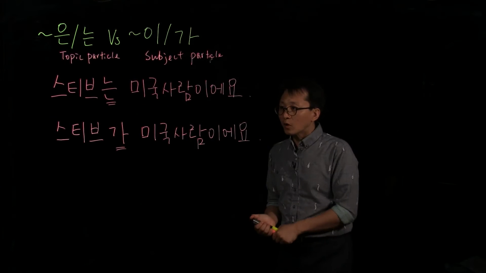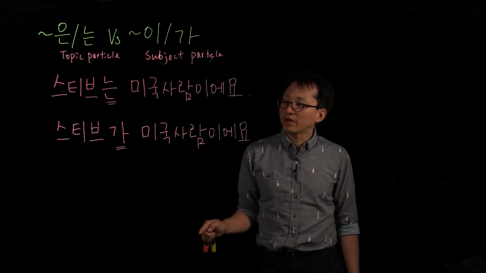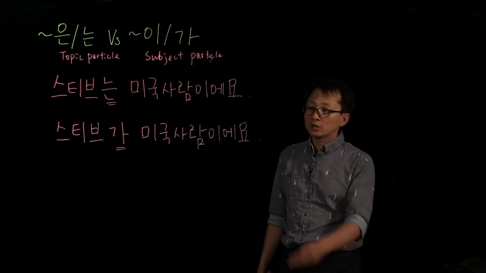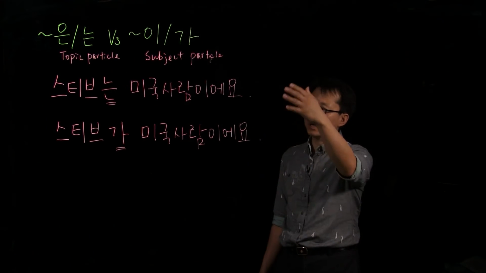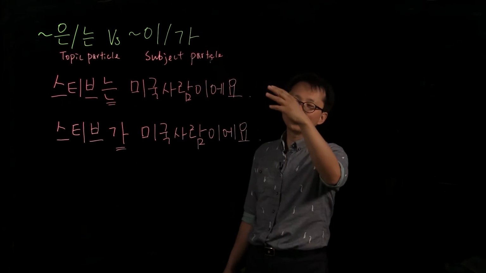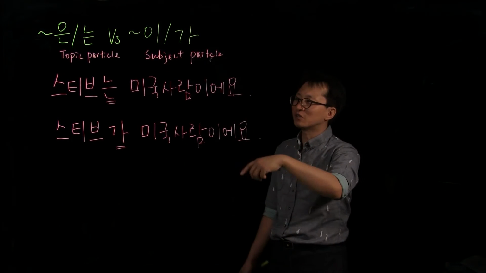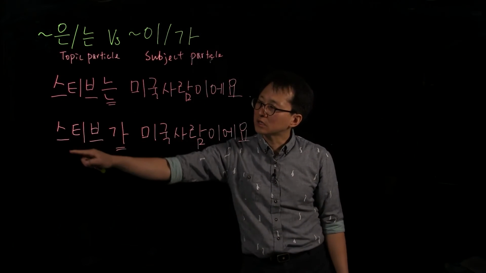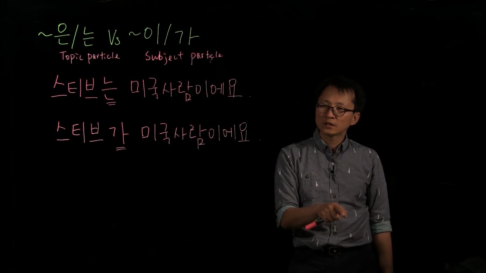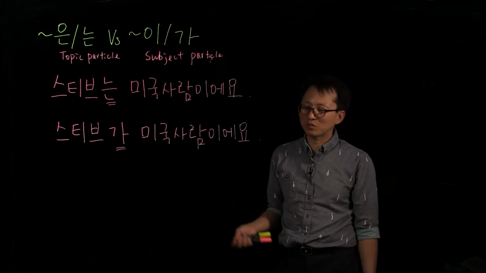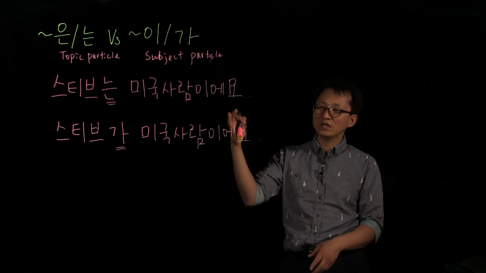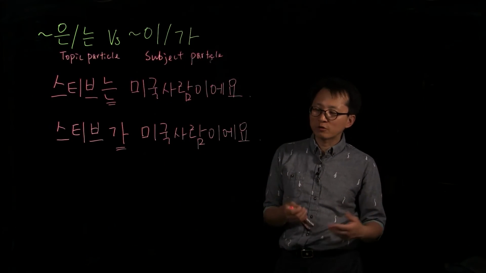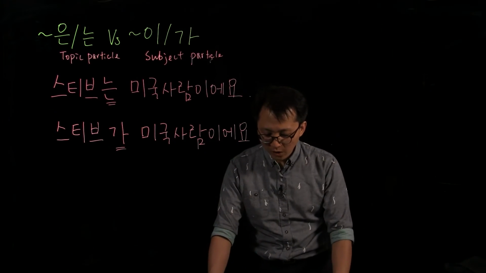But when I just simply say the nationality of Steve, then maybe I'll just say 스티브가 미국 사람이에요. Without context, we cannot say which one is right. But one thing is clear: there is no meaning difference between them. 스티브는 미국 사람이에요. 스티브가 미국 사람이에요. This is just a grammatical marker, the subject of this sentence. So it's not easy to explain the differences between 은, 는 and 이, 가. But there are some occasions where 이, 가 is more frequently used.